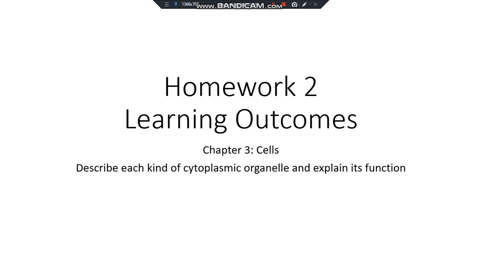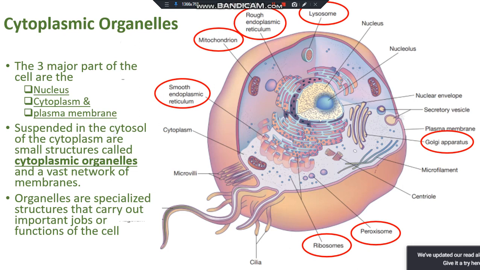Hi guys, today I'm going to be talking about cytoplasmic organelles and their functions. So there's three major parts of the cell. There's the nucleus, the cytoplasm, and the plasma membrane. So in the cytoplasm you'll find small structures called cytoplasmic organelles and vast networks of membranes. Organelles are specialized structures that carry out important jobs or functions of the cell, much like our organs.